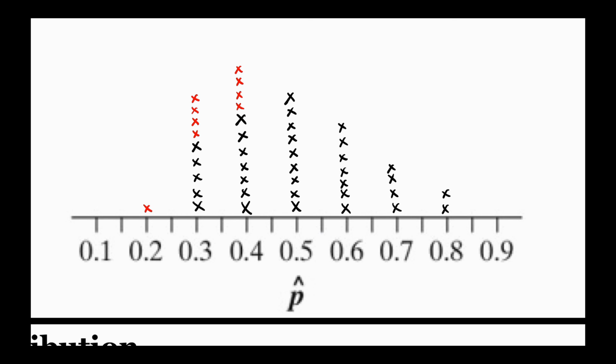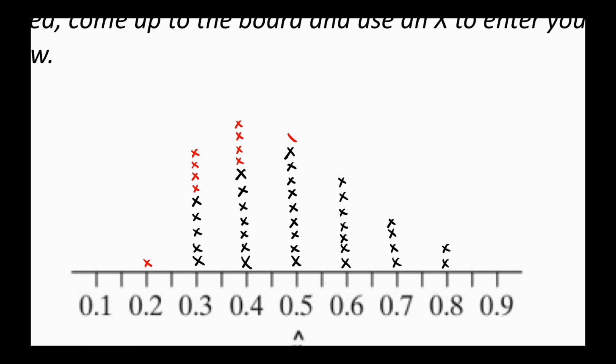0.5s. 1, 2, 3, 4, 5, 6, 7, 8, 9. 9 more X's to 0.5. Isn't that the same amount that we got earlier? Might be. 0.6s. We got 1, 2, 3, 5 total. 6 total. 7. 7 0.6s. Okay.